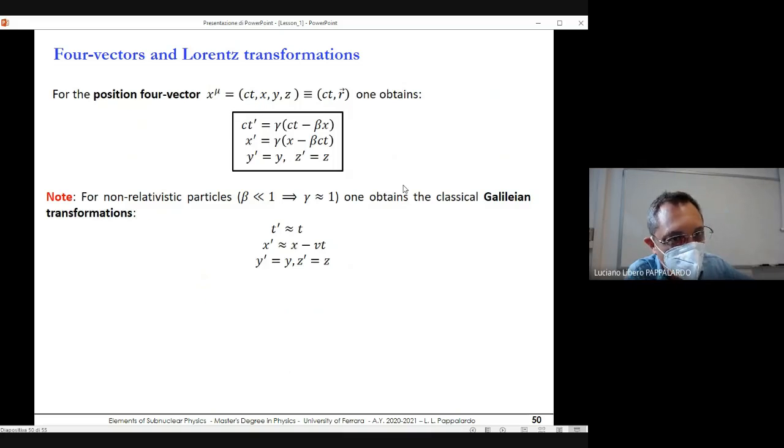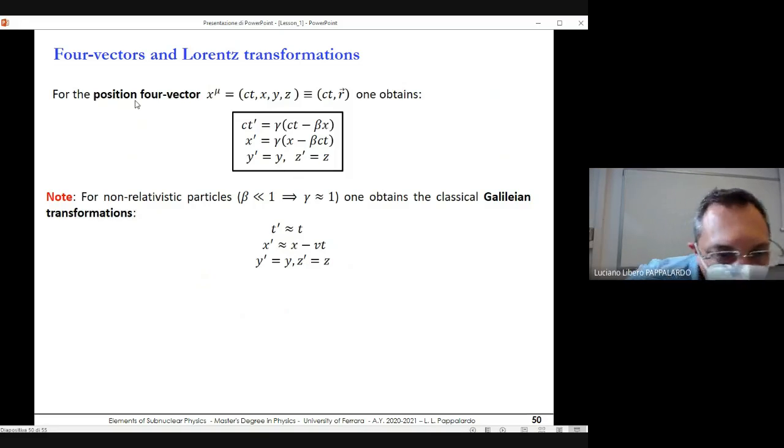One major example of a 4-vector is the position 4-vector that we can indicate as x^mu, where the time component is ct, so speed of light times time, and then we have the three spatial components. And by applying the standard Lorentz transformation, we obtain the transformed components, ct prime, x prime, which again mix the first two components of the 4-vector, and the other two remain unchanged.